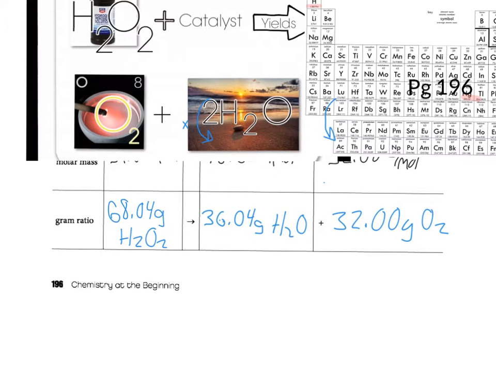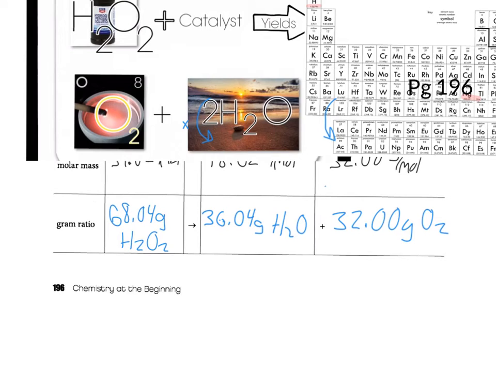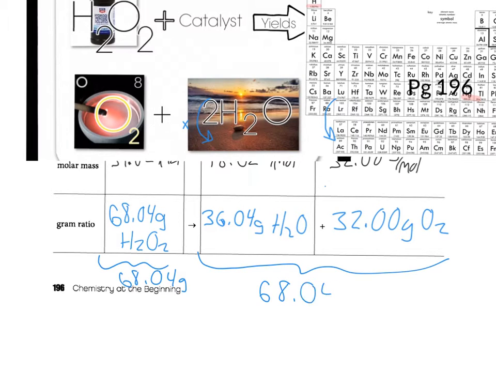So does my 68, right here, my reactant mass, the 68.04, does that equal adding up our product mass? So 36.04 plus 32, yes, so that would be 68.04 grams. So that's our law of conservation of mass, and it works in looking at your mass ratio of your balanced equation.